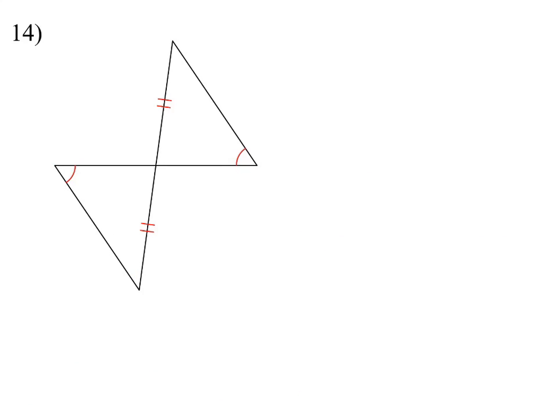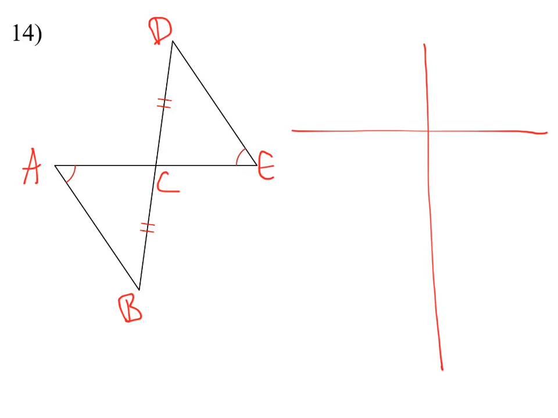That brings us to 14. Let's add some labels here. A, B, C, D, E. And I'm going to put my columns here on the right side. Let's start with the side. I know BC is congruent to DC. Because that's a given, it's on the graph already.